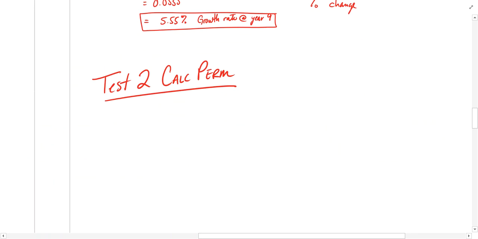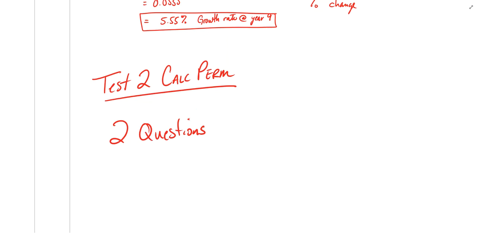So as far as the test 2 calculator permitted portion goes, we're just going to have 2 questions on the calc permitted. And the 2 questions are going to have multiple parts, kind of like what we have seen in these last 2 examples. And I will ask you to complete both.